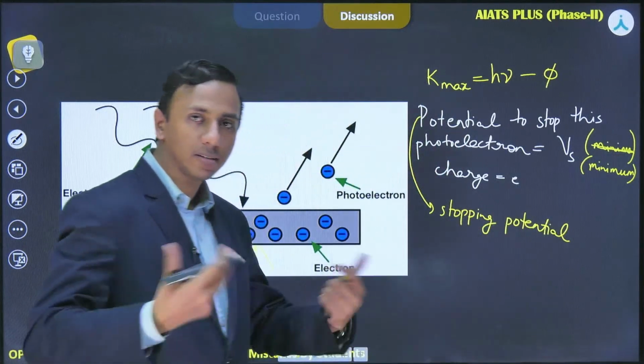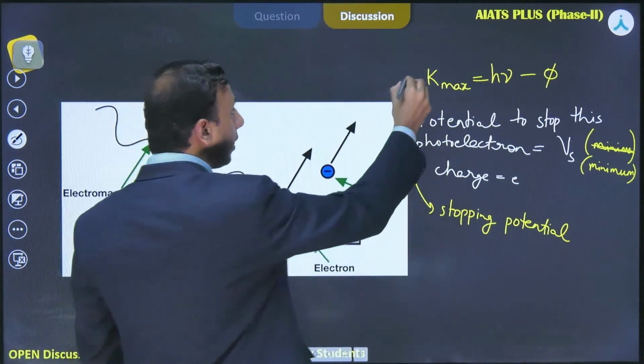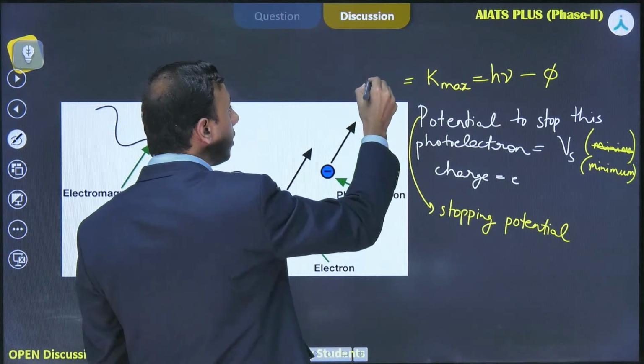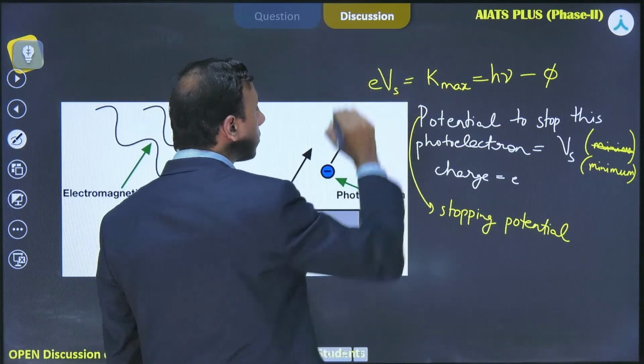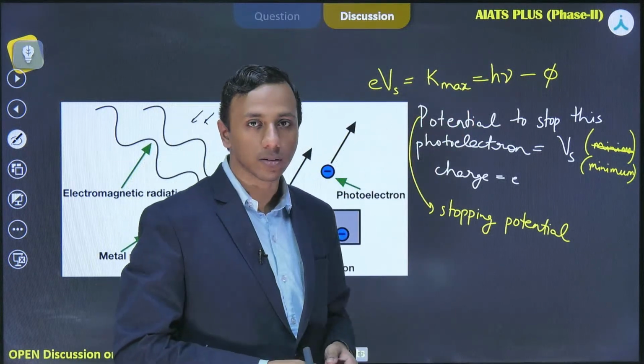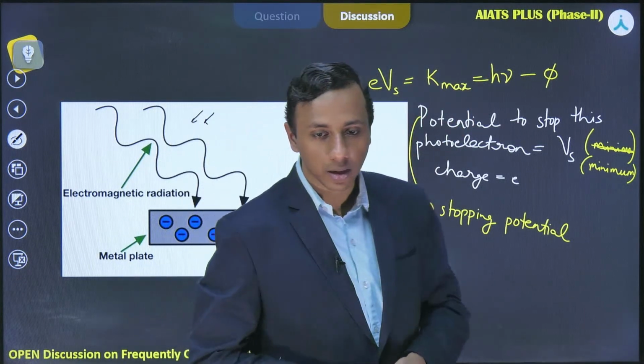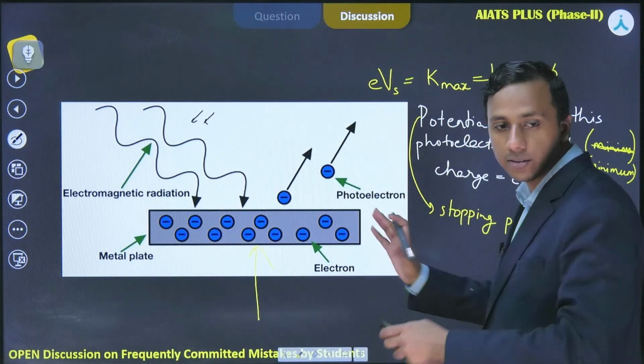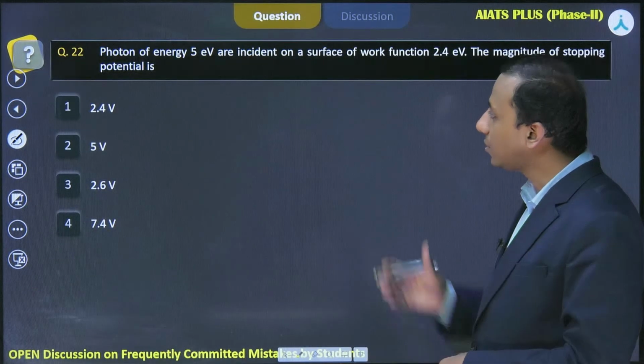All right. So what does the formula become now? Right, the formula becomes K max has to be equal to E into Vs. That's what I explained just now, right? E into Vs is equal to this thing. All right. So let's do a question. I hope you are able to understand. If you understand this much, see over here.